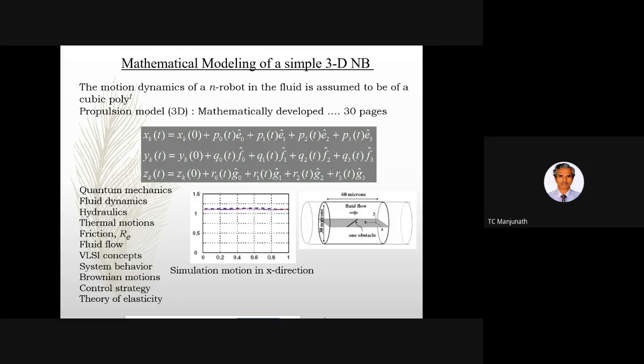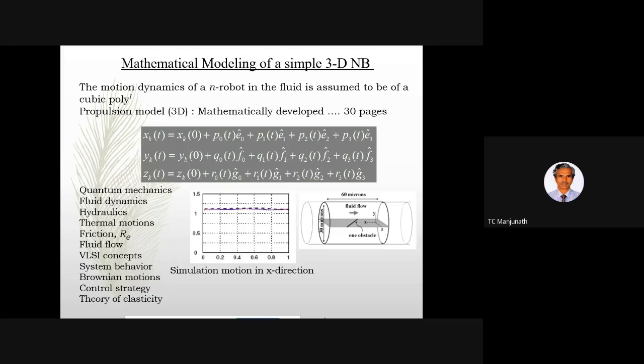This mathematical model runs up to 30 pages. And finally, we arrived at the X direction, Y direction, Z direction mathematical model. The motion dynamics of a nanorobot in the fluid is assumed to be a cubic polynomial. We are not taking up to nth order polynomial. We have taken up to the cubic polynomial, because up to the cubic polynomial, we can find the roots, right? And the propulsion model we have developed, and this is the final mathematical model. All the remaining X, Y, Z, P, K are the constants or diffusion constants of the system, right?